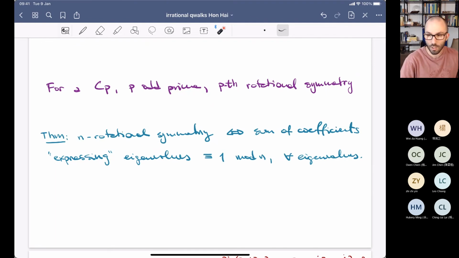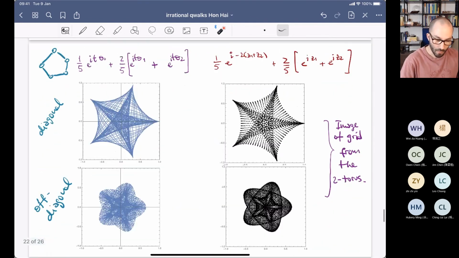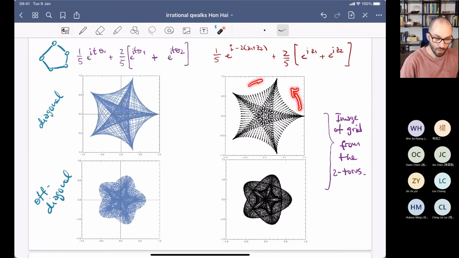So this technology allowed us to understand why this has a 5-fold rotational symmetry, and it has nothing to do with the fact that there is an automorphism here of order 5.